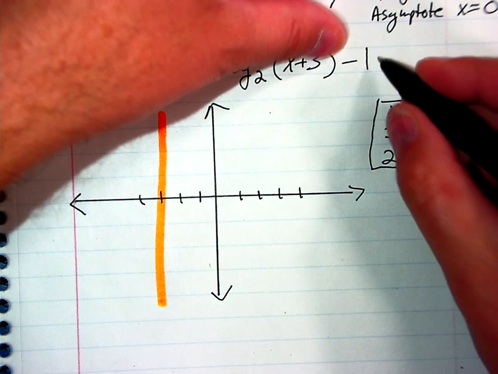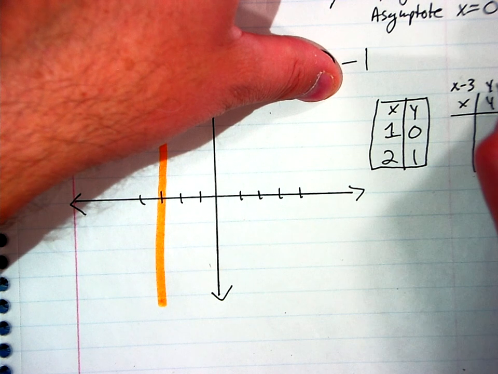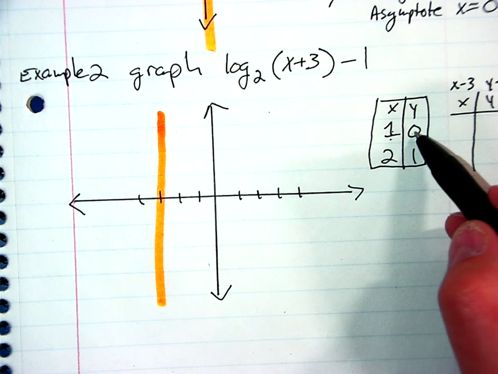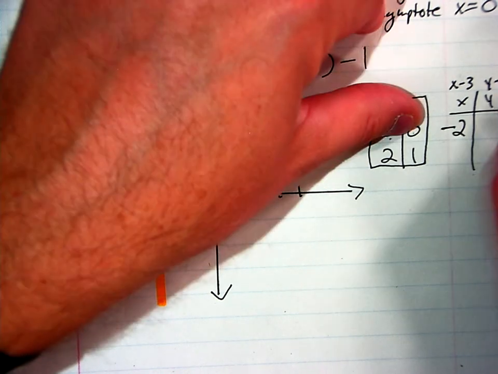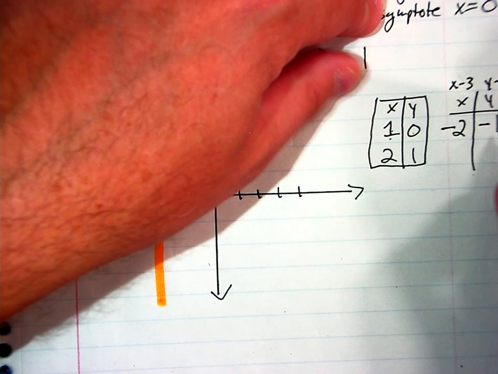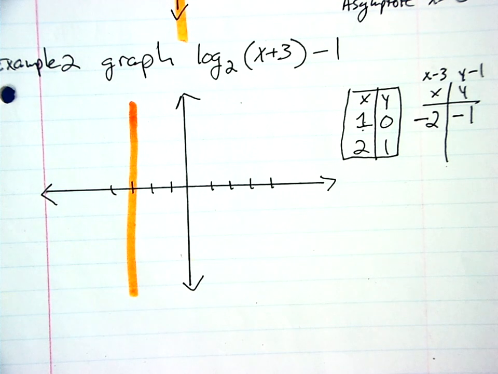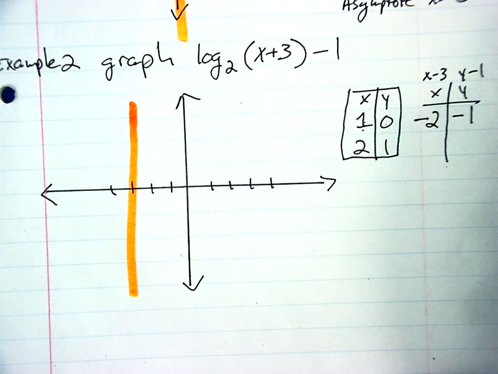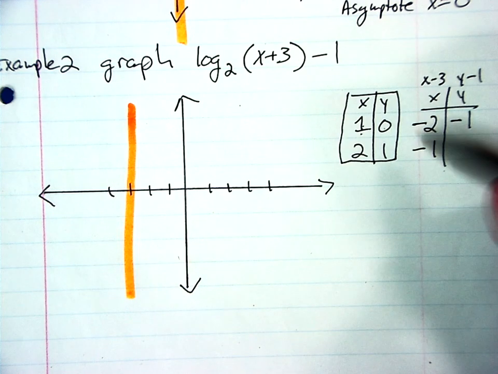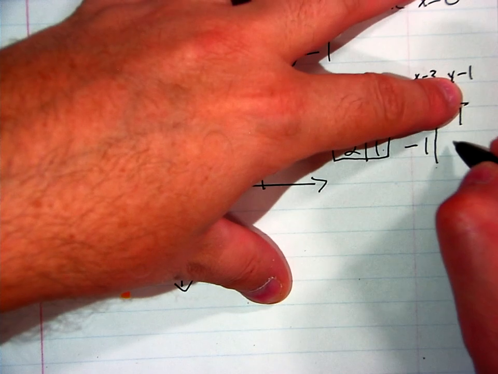And what's happening to my y value? That's going down 1, correct? So I take my original y value and I subtract 1. So what's 1 minus 3? Negative 2. What is 0 minus 1? Negative 1. Okay. So now the same thing. We start at 2, but I subtract 3. What's 2 minus 3? Negative 1. And now I take my y value, which is 1, and subtract 1. 1 minus 1 is 0.